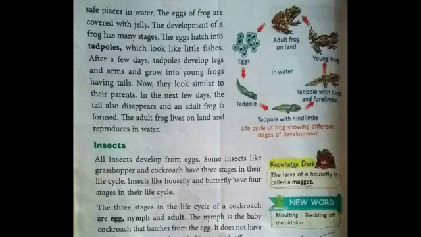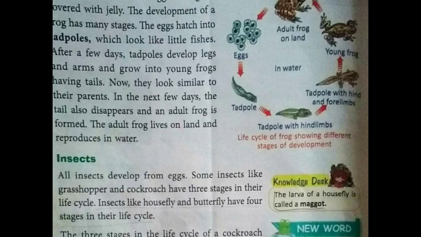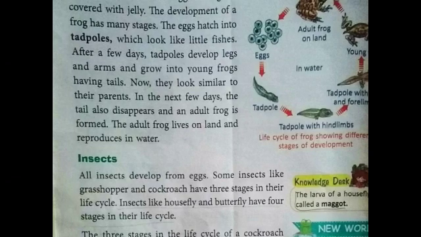The eggs hatch into tadpoles. First, the egg hatches, and when the eggs hatch, the stage is called tadpole, which looks like a little fish. As you can see, it has a tail also, so it looks like a fish. After a few days, tadpoles develop legs and arms.